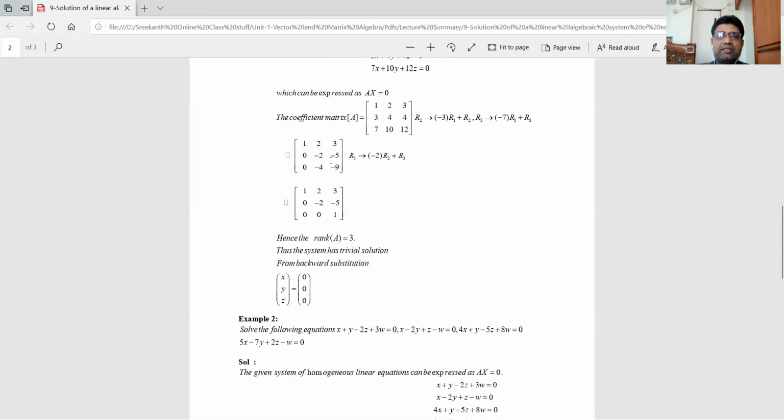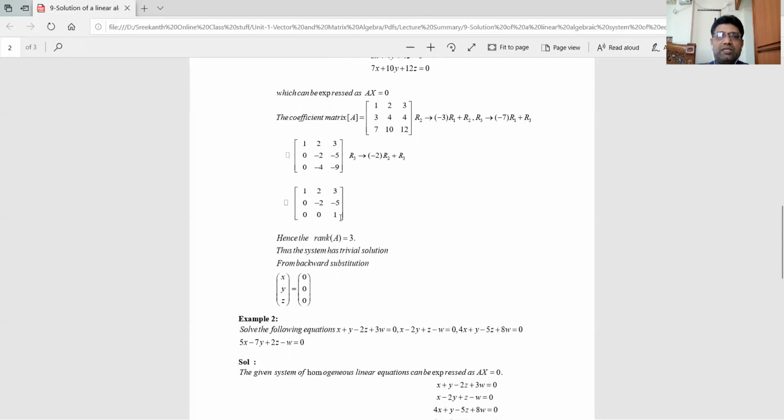So 4 minus 6 minus 2, 4 minus 9 minus 5. We are multiplying this first row with 7: 7 minus 7 is 0, 10 minus 14 is minus 4, 12 minus 21 is minus 9. Now I have to make this entry minus 4 as 0. So that is very easy. What I will do is, this is the third row, R3 minus 2 times R2 gives the entry as 0.